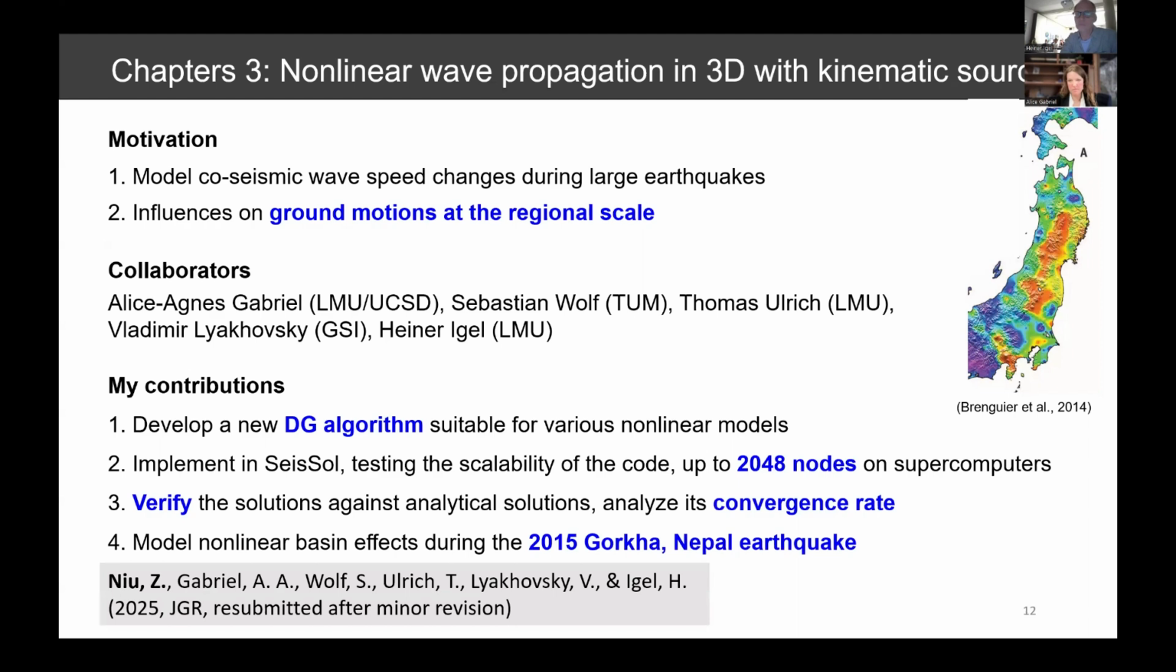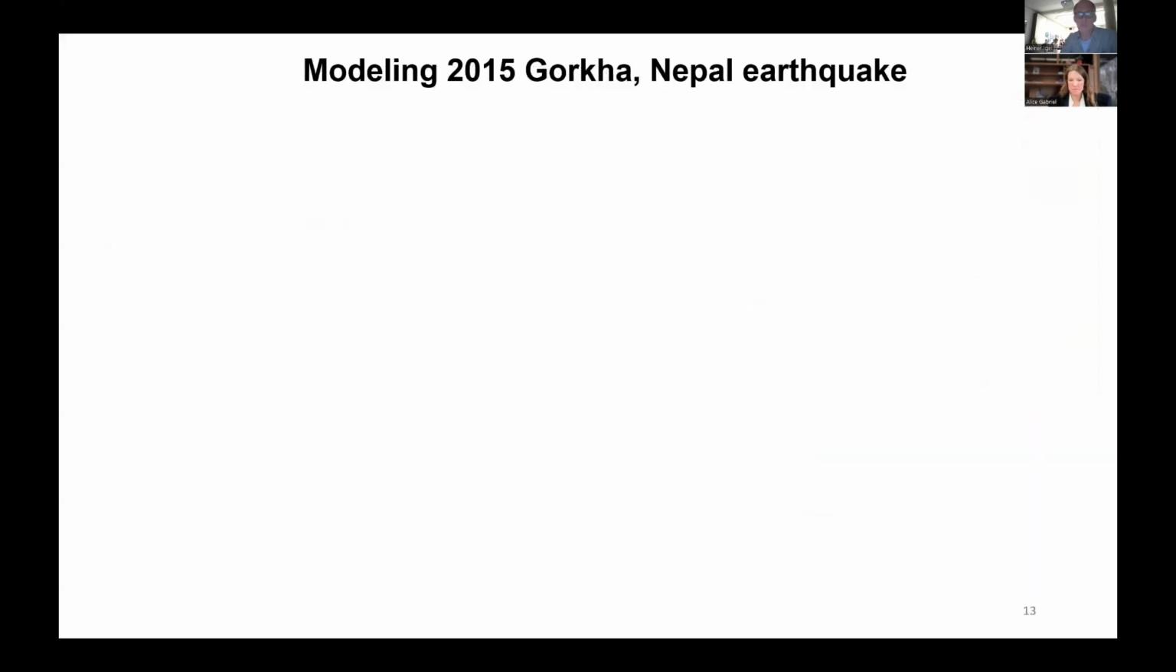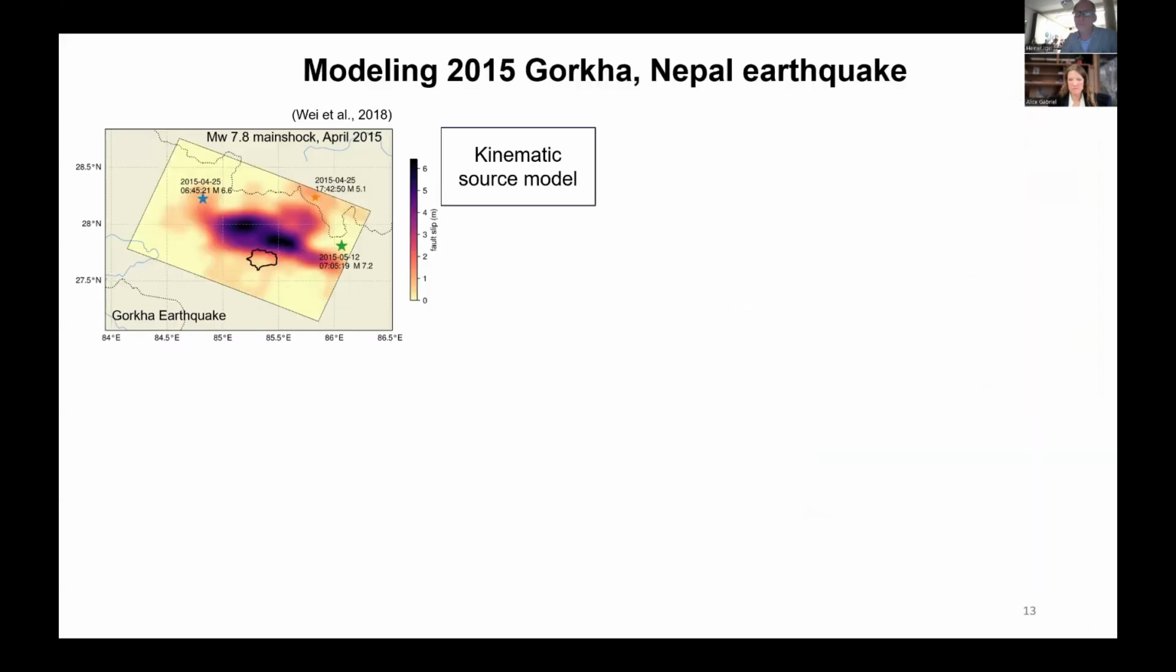I start from the setup of our models. In these earthquakes, I use the kinematic source model, which means I only prescribe the slip rate on the fault instead of describing it with some physics laws. And here I show the map of the fault slip. The darker the color, the larger the fault slip.